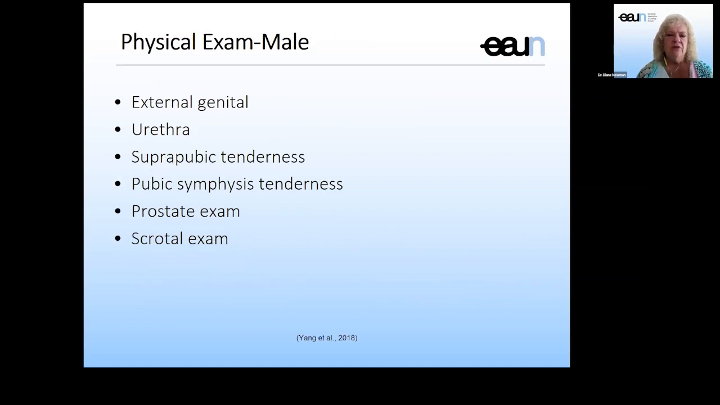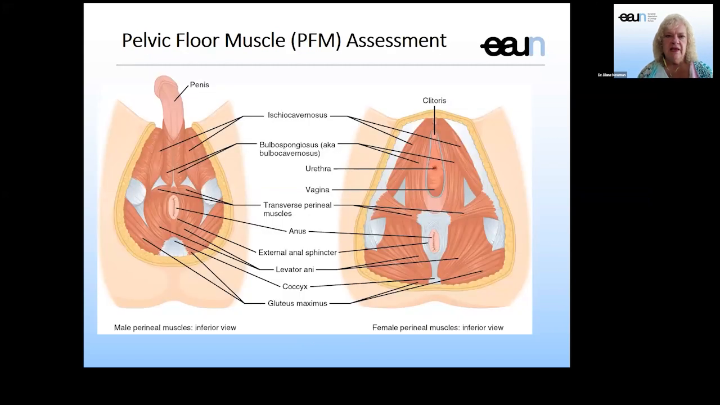Now in men, you do see men with chronic pelvic pain. We have a whole research consortium on looking at men. Again, it could be the external genitalia, the urethra. Patients will talk about pain at the tip of the penis, suprapubic tenderness, prostate exam may be painful, as well as a scrotal exam. And I give you this in the slide deck because it's a nice picture of the muscles and what we're looking at as far as where that pain can be from.